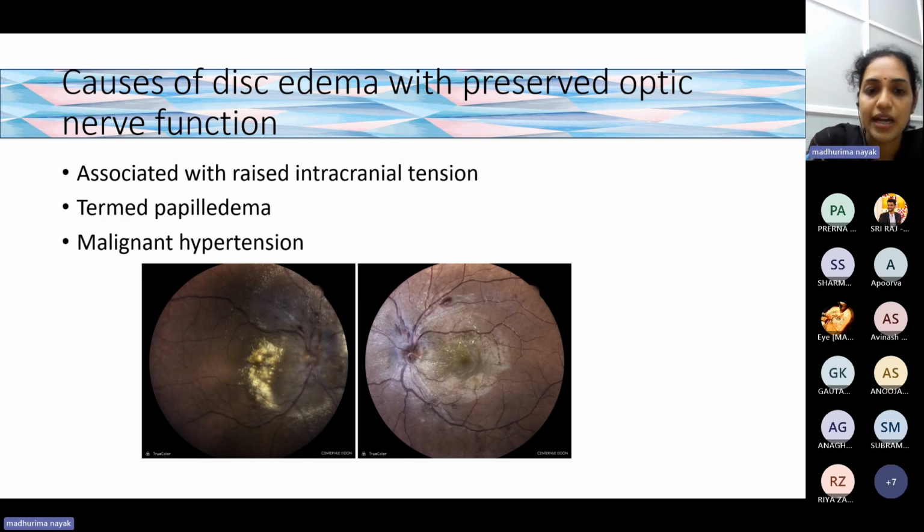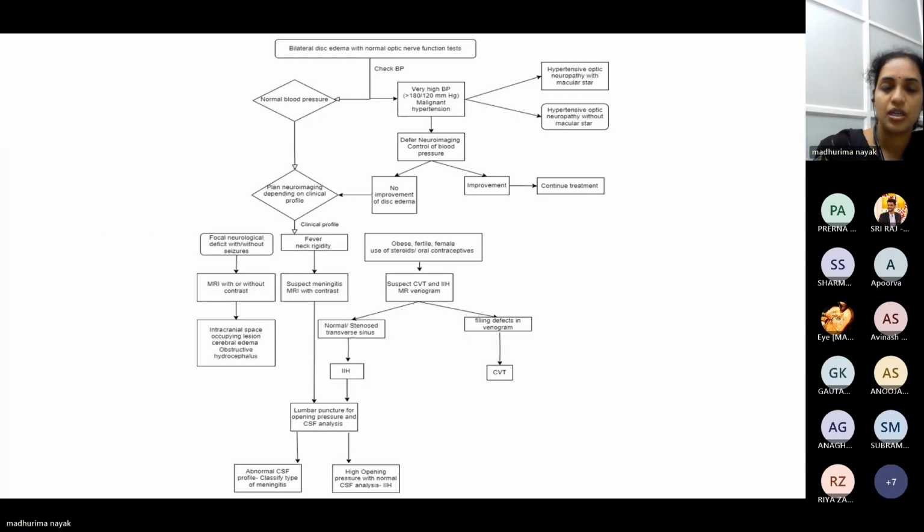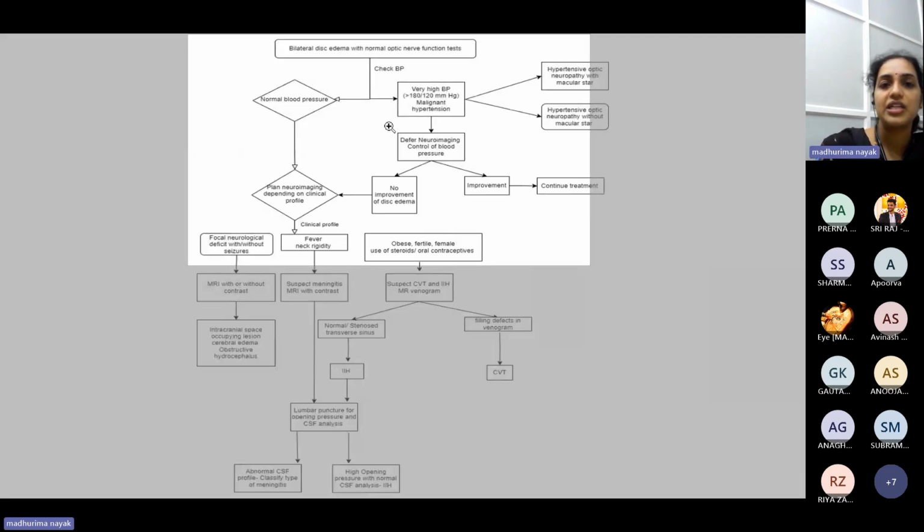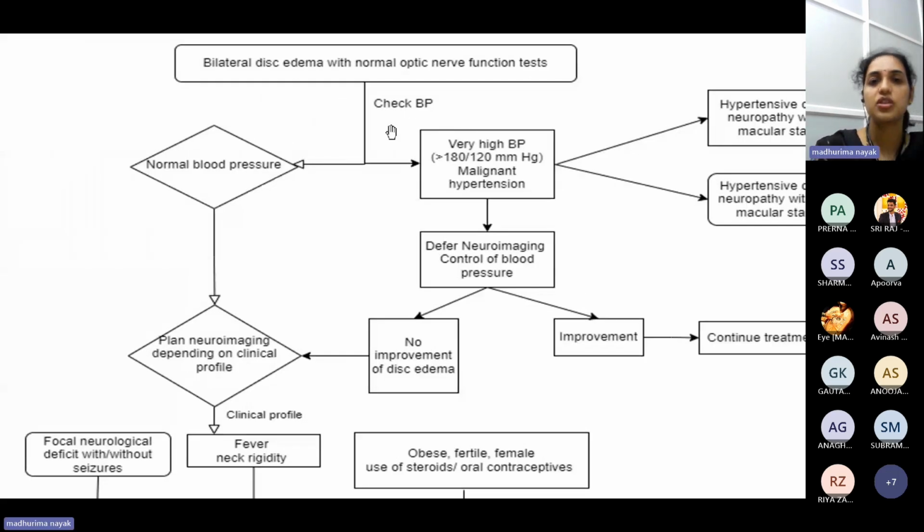You can see that there is bilateral disc edema, severe edema, so that there is macular exudates in the right eye, lot of flame-shaped hemorrhages, and subtle edema in the left eye as well. So how do you go about when you see a patient with bilateral disc edema with normal optic nerve function tests? Like I told you, the first test always should be to check BP.